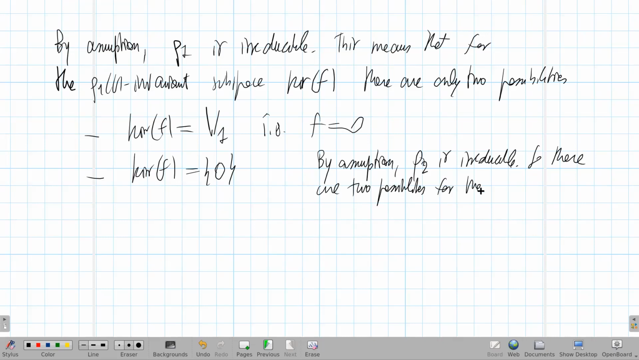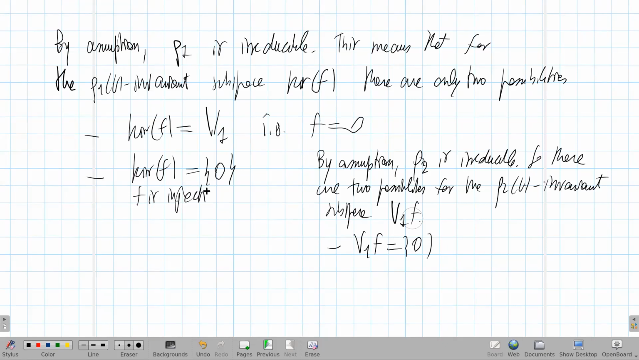For the rho 2G invariant subspace V2F, V1F. Okay, let me write it properly. The image, okay? So the first possibility is that V1F is 0. This time I'm doing things in the other direction. But you see, I have this, okay, that the kernel is F. So this means F is injective, okay?